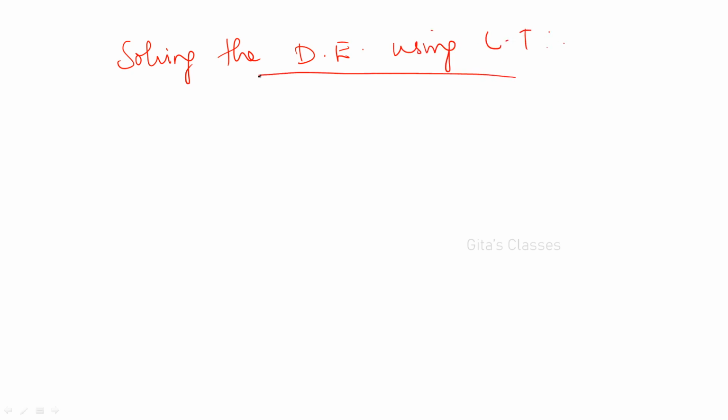Next is solving differential equations using Laplace transform. This is the last topic of this unit. Here, if you have a differential equation, first you take the Laplace transform on both sides. That is the first step.